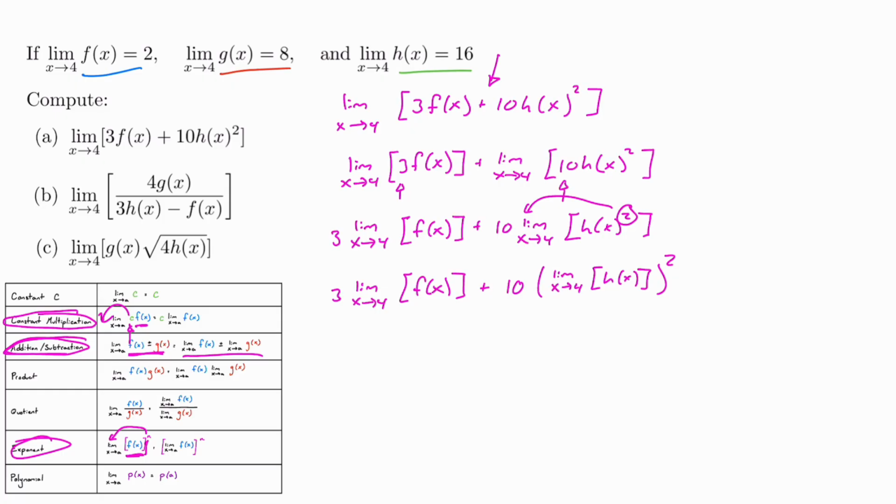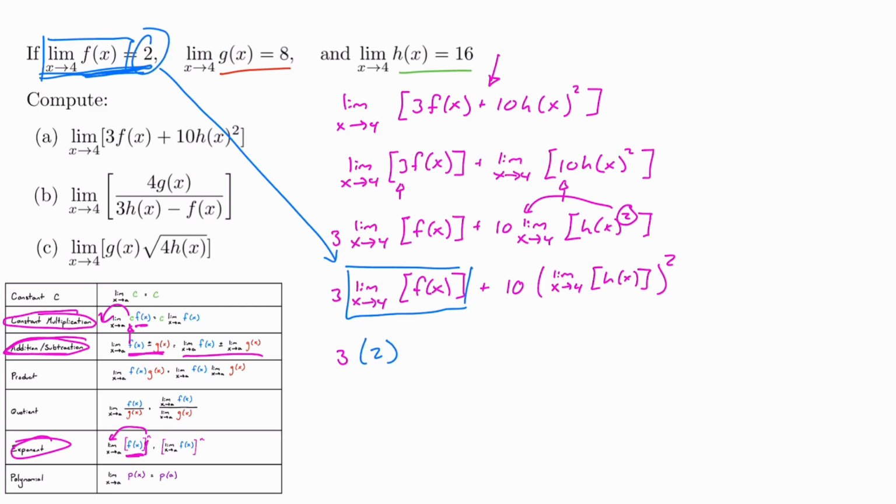So we've got the limit as x approaches 4 of f of x. We've got that right here. We've got the exact same thing here. So we can go ahead and just plug in our numbers as we were given them up in the problem. So this is going to be 3 multiplied by what we're substituting in here. So this can be substituted by a 2. So we can multiply this by 2.